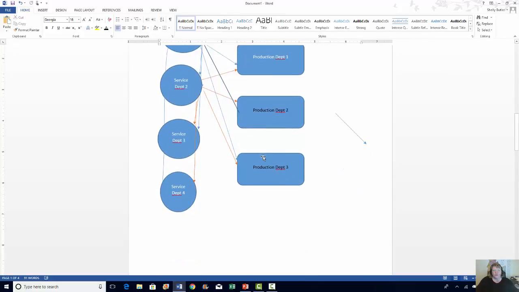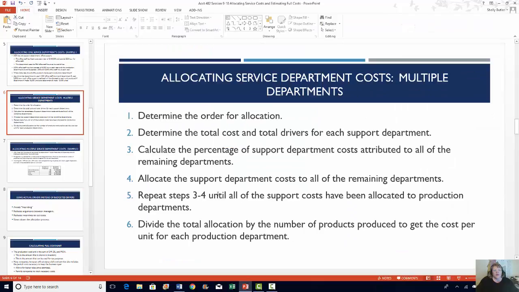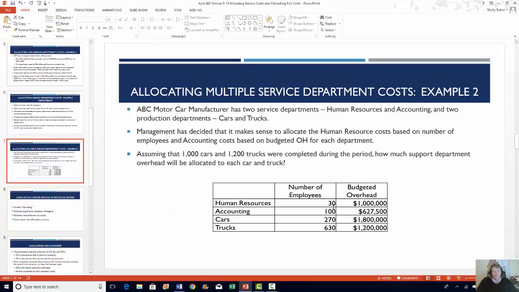So back to the PowerPoint. Now we can calculate the percentage of support department cost attributed to all of the other remaining departments. You have to do some math here. Then you allocate the service department cost to all of the remaining departments. You repeat steps 3 and 4 until all of the service costs have been allocated to production departments. And you divide the total allocation by the number of products produced to get the cost per unit for each production department. And of course, this is going to be easier as I show you the example.